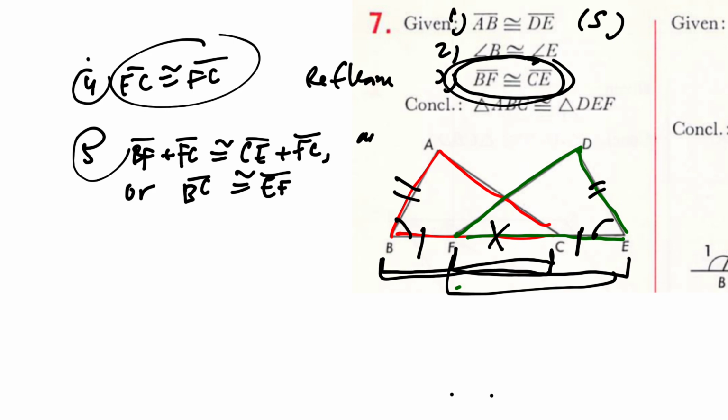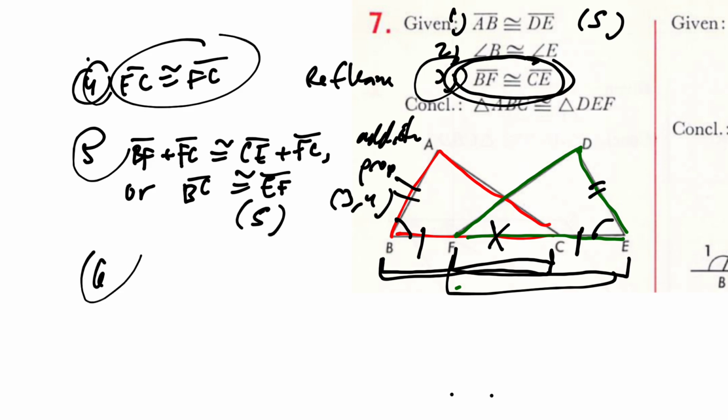All that is addition property. Basically, I added step 3 and step 4 together. And now that I have it, that's also the missing side I needed. So my final reason is going to be SAS after all. So that one was a little bit more involved because it had the addition thing in it.